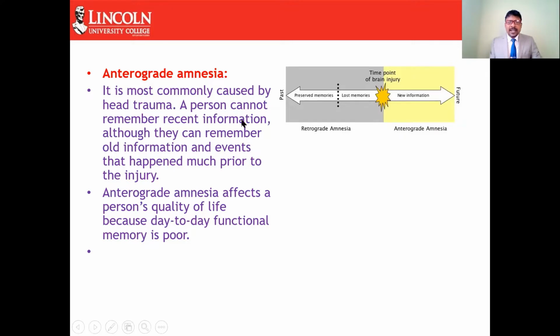Nothing but the loss of memory that happens after the injury. A person cannot remember the recent information, although they can remember the old information and events that happened much prior to the injury. They can remember everything before the injury, maybe the past 10 years also, but after the injury, they get loss of memories. This type of amnesia affects the person's quality of life because day-to-day functional memory is poor. If they want to take medication, they don't know where they put the medication, the keys, or the water mug. All the activities they are going to forget. It may interfere with the daily activities, so day-to-day life is going to be so difficult because of the loss of memory.